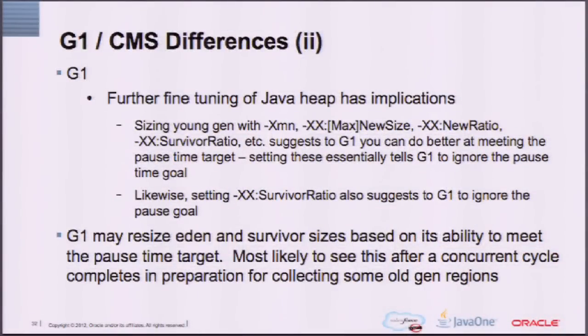There's some consequences to further fine-tuning young generation or survivor spaces with G1. Essentially what G1 does when you give it a young generation sizing, it basically says to G1, you believe you can do better than G1 can at pause times, or you're basically telling G1, ignore the pause time target because I think I can do better. Likewise, if you do something like setting survivor ratio, it's going to have that same interpretation.